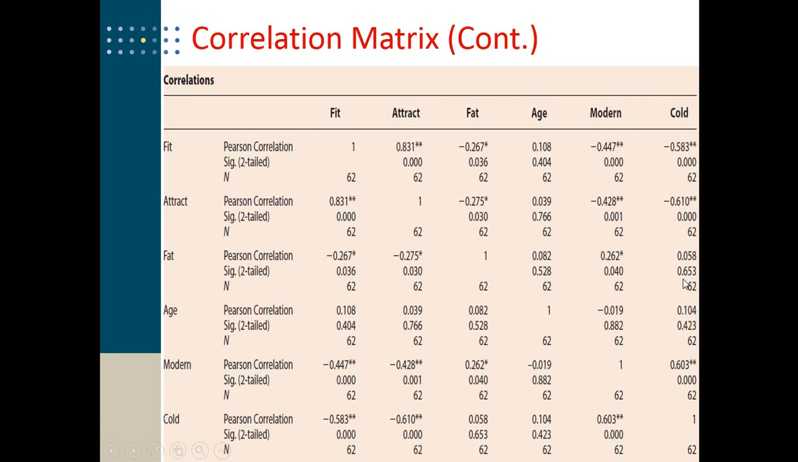For example, here your p-value is 0.65, so it's greater than the significance level. That means we accept the null hypothesis that the correlation coefficient is equal to 0. So this correlation coefficient is not statistically significant. I think you understand the correlation coefficient and correlation matrix. We will be discussing regression analysis in the next video. Thank you.